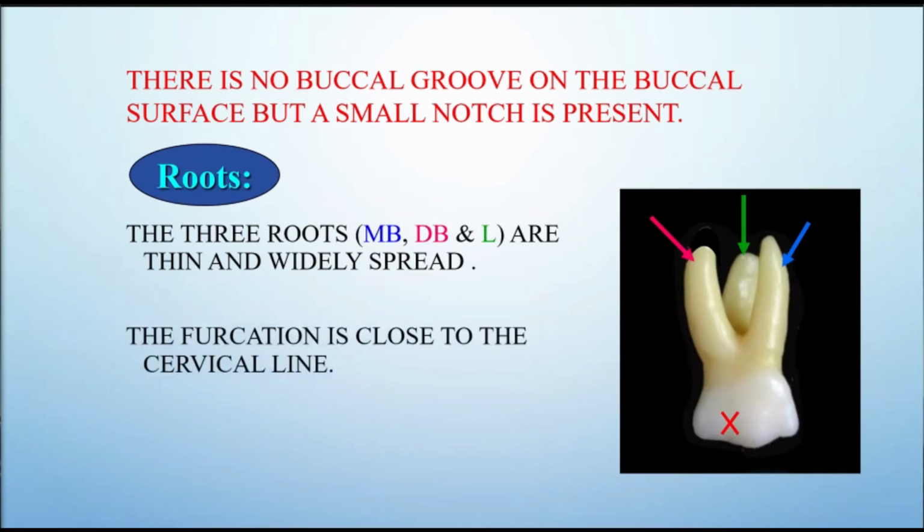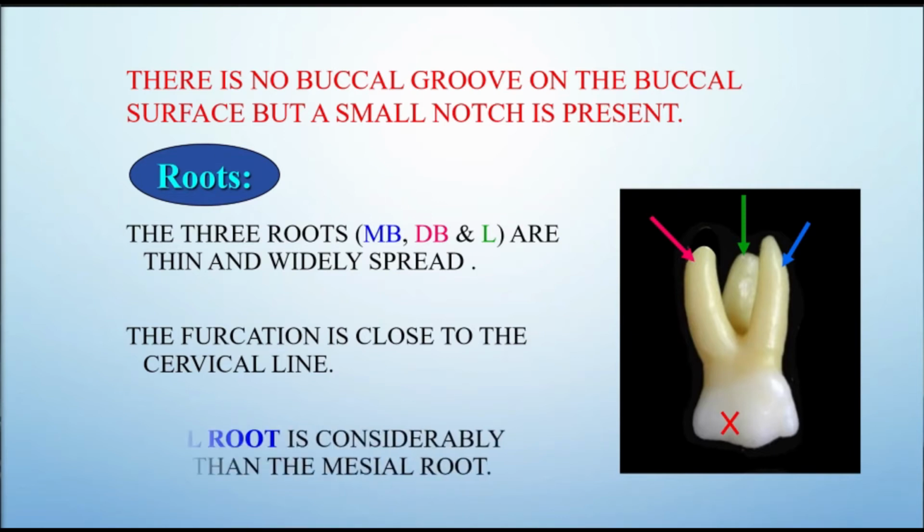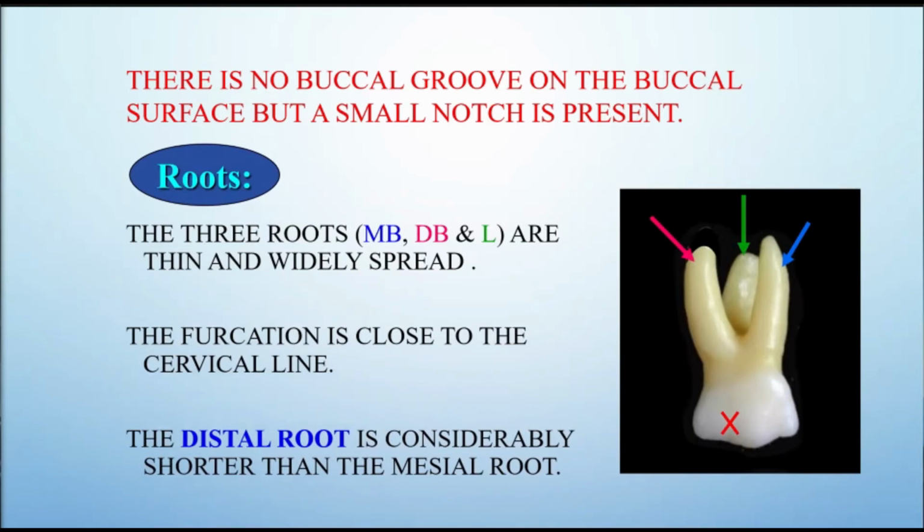The furcation is close to the cervical line, so there is almost no neck. This is because in the deciduous tooth the neck is very small. The distal root is considerably shorter than the mesial. So if you compare the mesial root and distal root, then you will find that the mesial root is bigger and the distal root is much shorter.